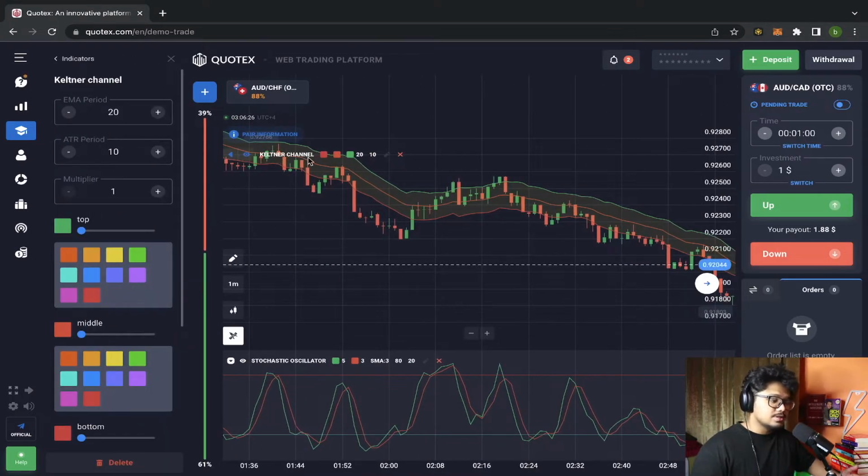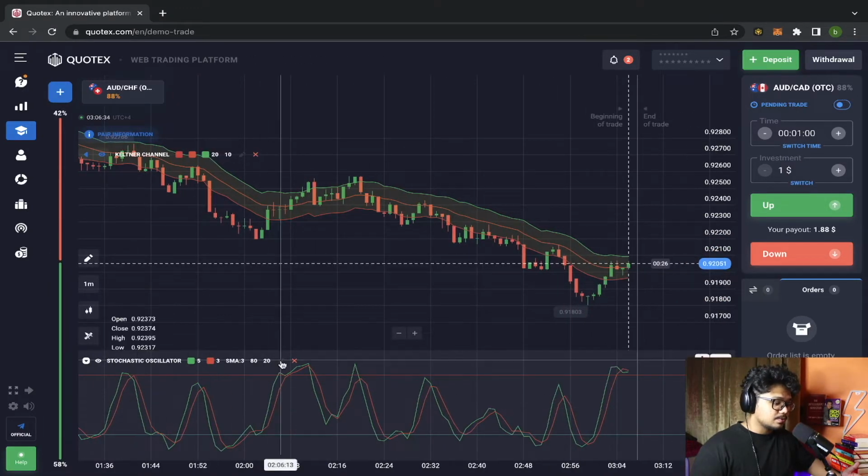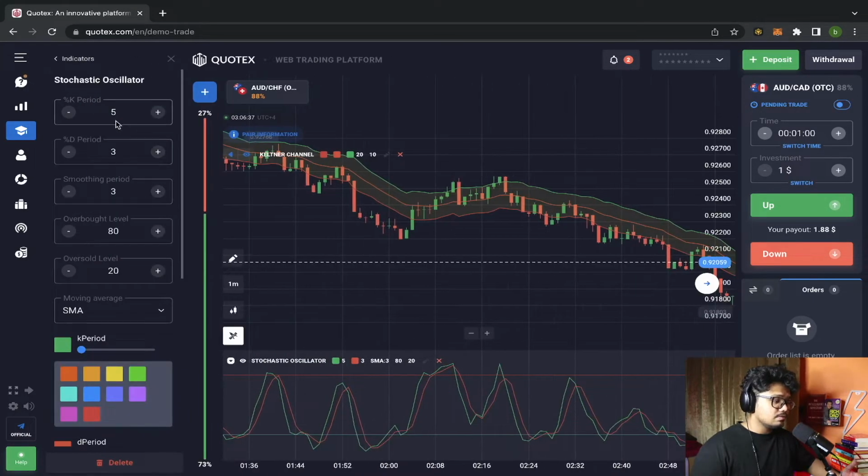So for the Keltner channel, it's going to be 20 for EMA, 10 for ATR, and 1 for multiplier. And for stochastic, it's going to be 5 for K period, 3 for D period, 3 for smoothing, 80 for overbought, and 20 for oversold. And you can keep the rest as it is.